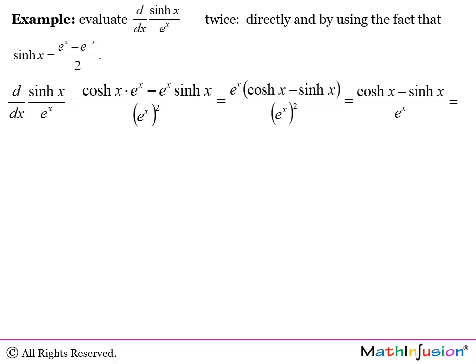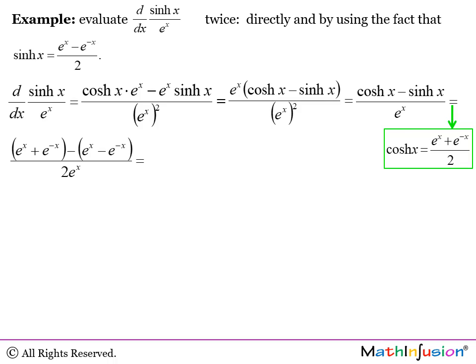Let's write it in a different way. Let's substitute now for the cosine hyperbolic x and for the sine hyperbolic x. And you can see that we get a lot of cancellation. So we end up getting 2 times e to the negative x over 2 e to the x. We can cancel the 2. And also we can write e to the negative x as 1 over e to the x. And we get 1 over e to the power of 2x.